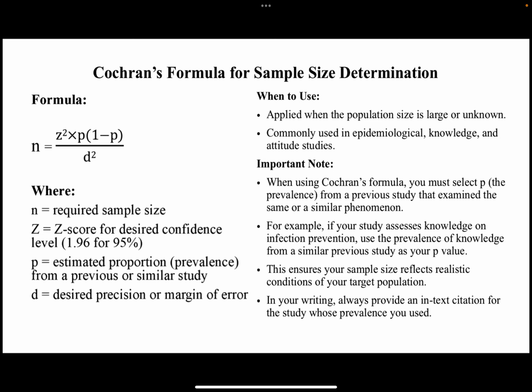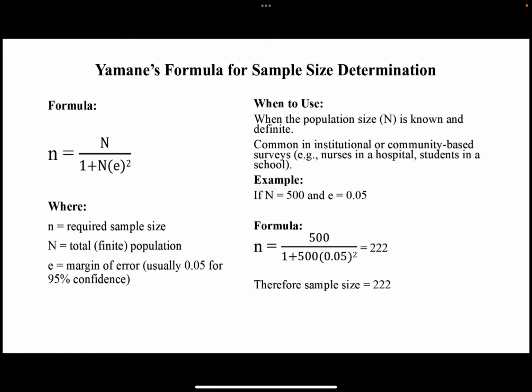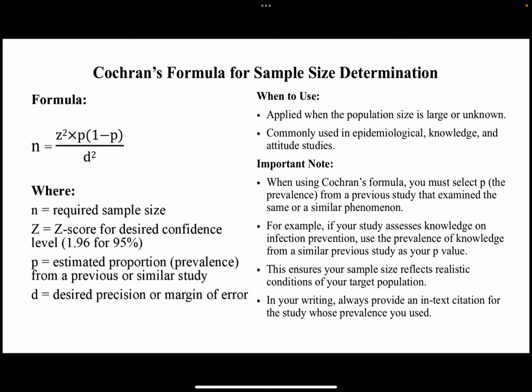When the population is large, because if the population is very large and you want to use Yamane's formula, that will mean that the sample size too will definitely be large. In such a situation, go in for the Cochran formula. Cochran formula is also commonly used in epidemiological knowledge and attitude-based studies. Is that okay? Now, what is the Cochran formula?